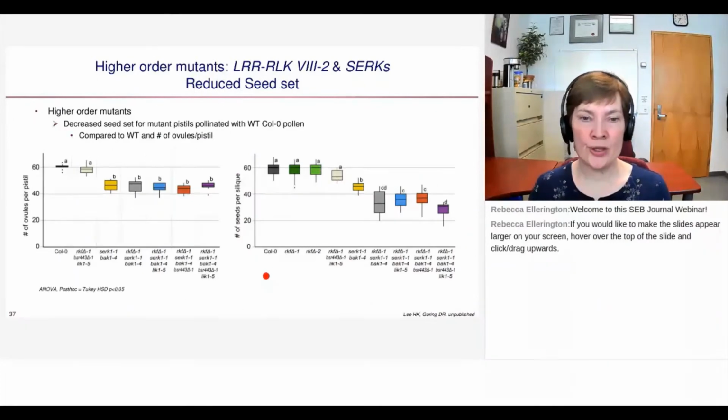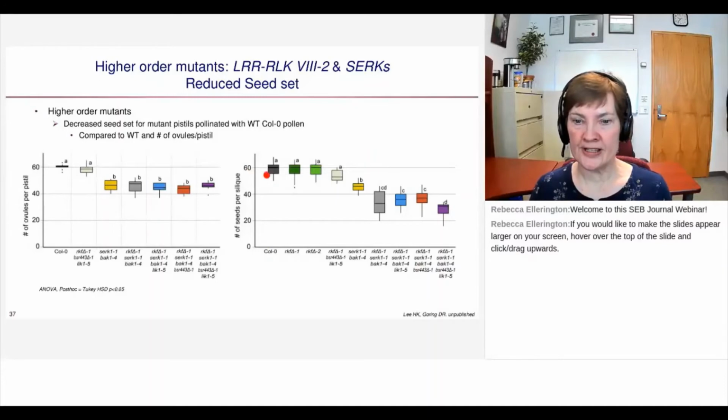Okay, so when you're impairing pollen tube growth, you could potentially be affecting seed set, because if the pollen tubes aren't reaching the ovules to fertilize them, then you're not going to get seeds being produced. And so we looked at how the decreased pollen tube growth impacted seed set. On the right here is a graph showing the number of seeds per silique when Columbia pollen was used to pollinate Columbia pistils and the different mutant pistils.